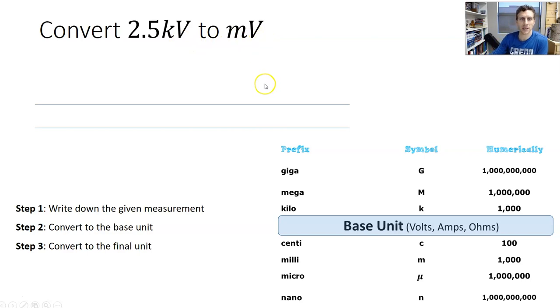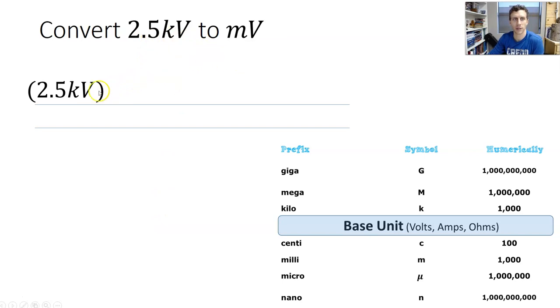So we do these in 3 steps, and step 1 is write down the given measurement. The measurement that's given to us is 2.5 kilovolts. The second step is to convert to the base unit.